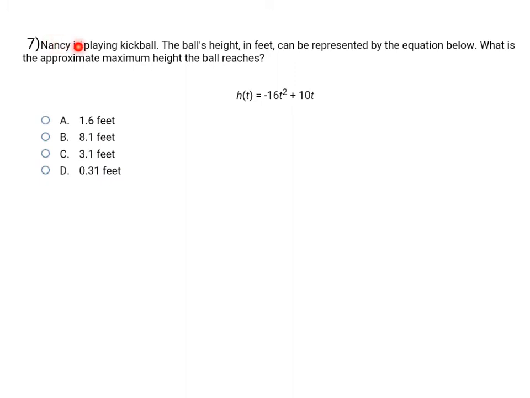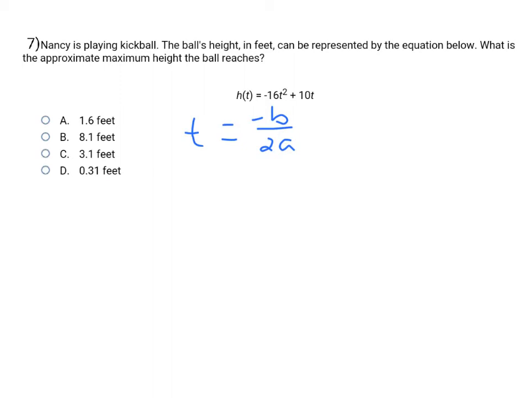Here, this question says, Nancy is playing kickball. The ball's height in feet can be represented by the equation below. What is the approximate maximum height the ball reaches? Well, here it wants to know a maximum. It wants to know what's the vertex of this ball's path. So to find a maximum, we're going to use that x equals negative b over 2a. Only here, instead of x, I'm going to have t. So that's how I'm going to find the time that it takes to get to the maximum.